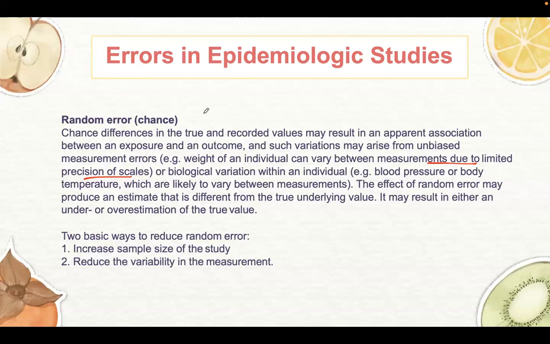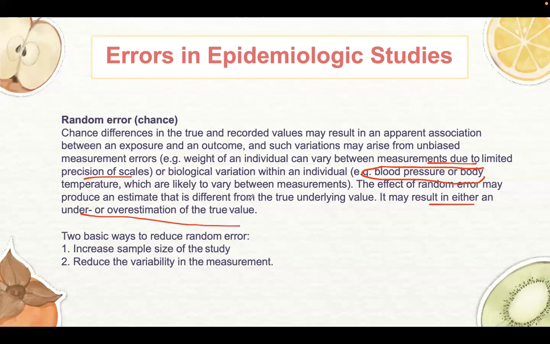However, we have to address this, lalo na kapag magkakandak na tayo ng studies. Okay, lalo na kung epidemiologic studies yung gagawin natin. So important po na very reliable yung gagawin nating study. Okay, kagaya ng mga blood pressure, important yan doon sa ating study. The effect of random error may produce an estimate that is different from the true underlying value. It may result in either an under or overestimation of the true value. So ito na nga po yung magiging effect niya sa ating ikakandak na study.